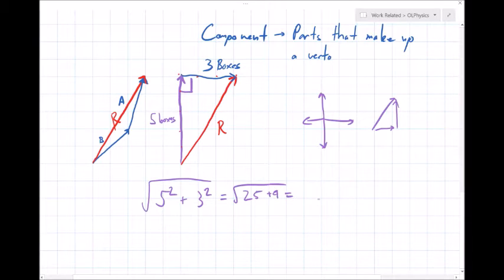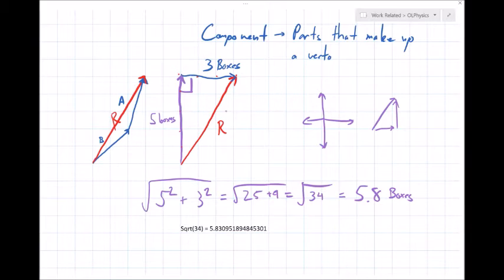And that gets us about, let's see here, 34, square root of 34. And if we use some math, the square root of 34 equals about 5.8 boxes. If we look at this, it kind of does look about 5.8 boxes. So that's really easy. That makes things a lot nicer for us.